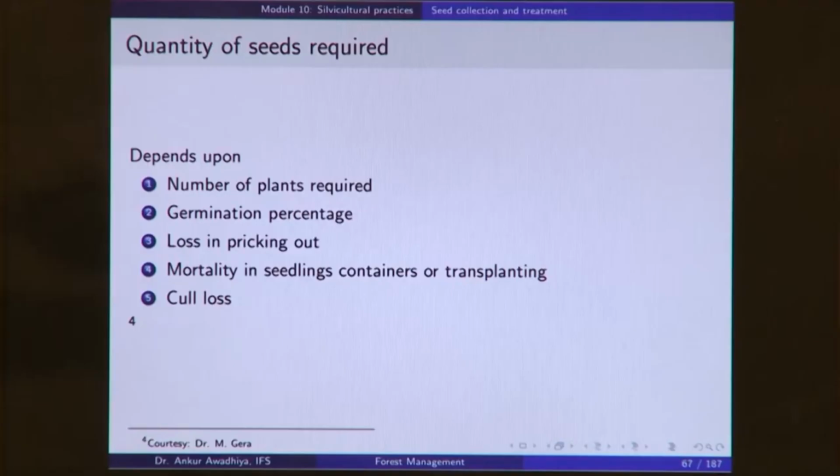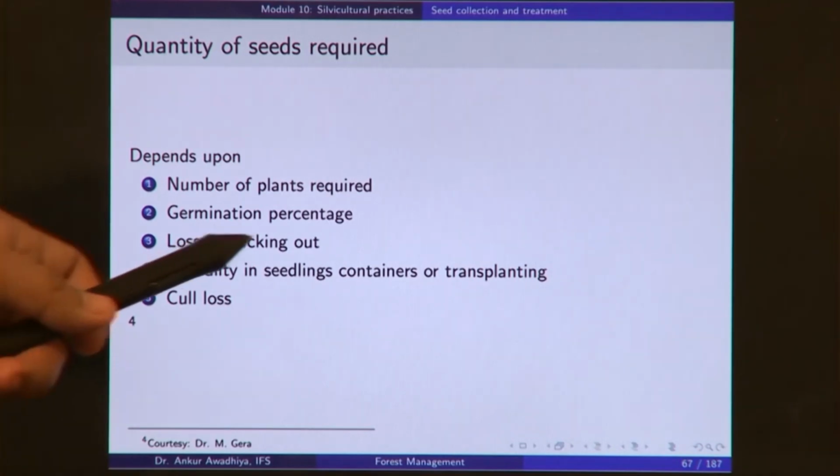Now, during this pricking out operation, there is a possibility that while you were pricking out some plant, you applied too much force to this plant and this plant broke. So, those plants that get damaged during the pricking out operation also have to be considered when we are trying to compute the number of seeds to begin with. So, the loss in pricking out also needs to be computed.